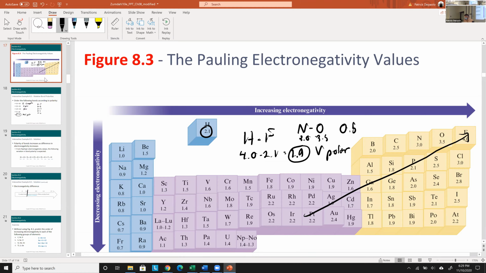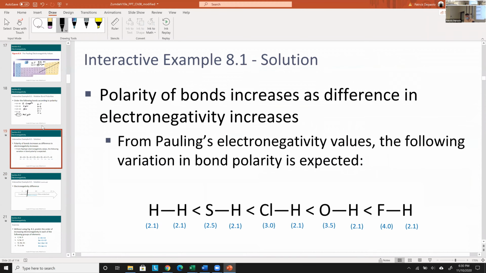And if you're wondering what happened to the noble gases, do you think they have any electronegativity? No, right? They're non-reactive, so they don't want to react with anything. Noble gases have 0 electronegativity, but they can still partake in covalent bonds if you force them to. All right, so the answer here: hydrogen would be the least, then sulfur, then chlorine, then oxygen, then fluorine. So, yay, we got it right.